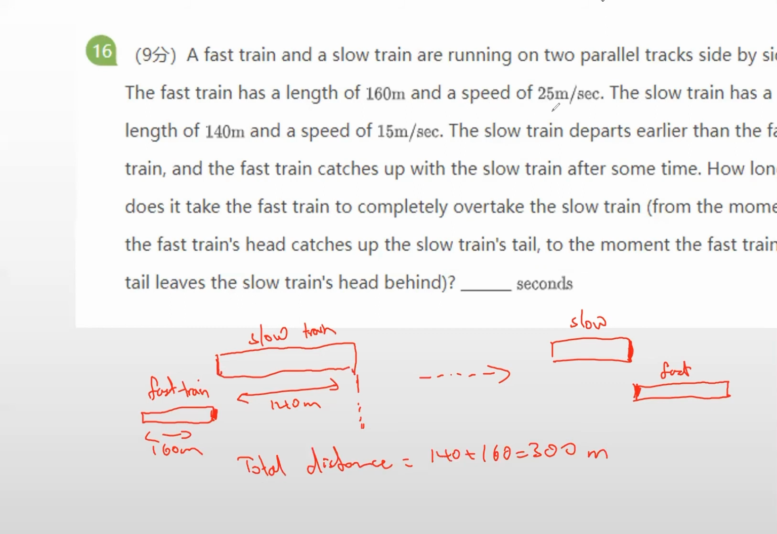Let's think about the speed. We know the fast train is moving at 25 meters per second and the slow train is moving at 15 meters per second. The fast train is moving faster, going this way and slowly overtaking. As they're moving together in parallel to the same side, the speed for the fast train to overtake the slow train is just the fast take away the slow, which is 25 take away 15. So it's overtaking at 10 meters per second. Now we got the distance, we got the speed, we can work out the time. Very easy. We just use distance divided by the speed, and get the time, which is 30 seconds.